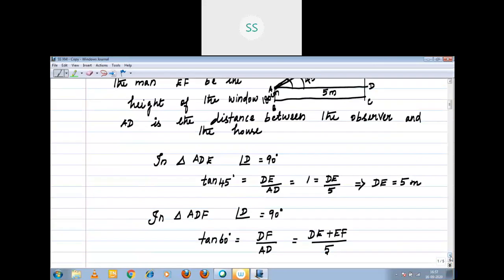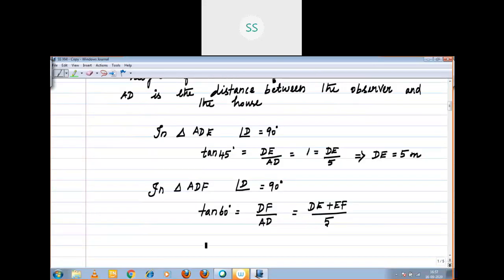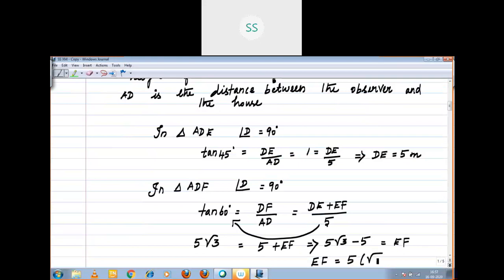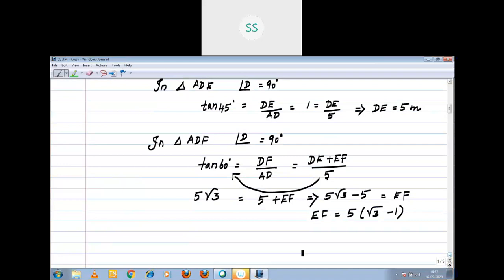What is tan 60 degree? Tan 60 degree is equivalent to what? Root 3. Then use 5 and multiply. 5 root 3 equal to 5 plus EF. 5 root 3 minus 5 equal to EF. Then what is your EF? EF equal to 5 into root 3 minus 1. The value of root 3 is given to you.